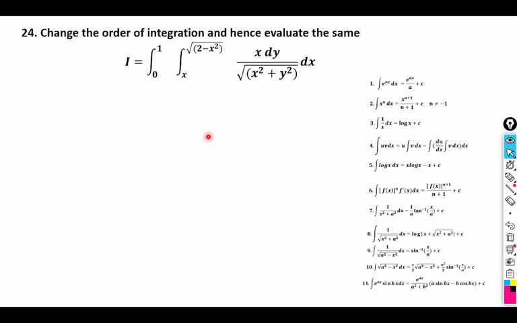Now here again we have to draw the curves like y equal to x, y equal to root of 2 minus x square, y equal to 0, and y equal to 1. So this is a different curve.